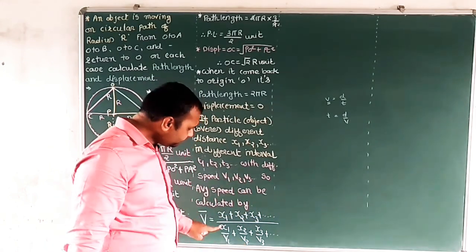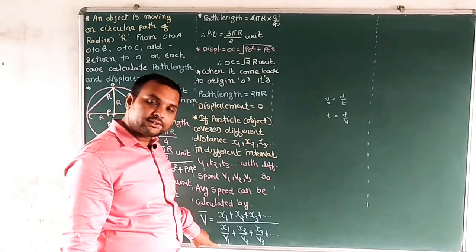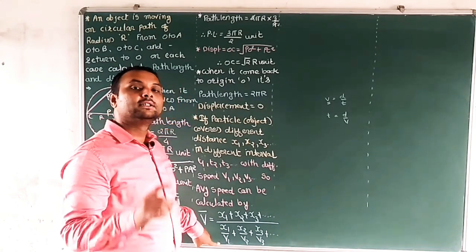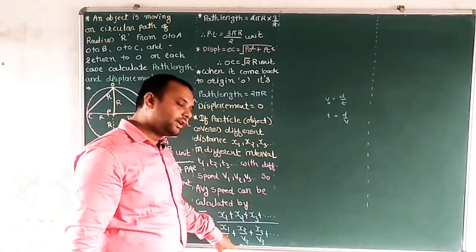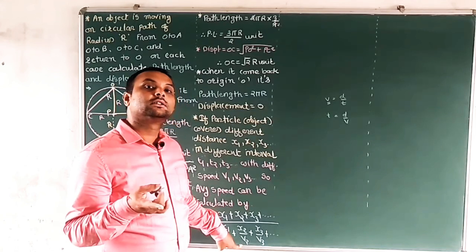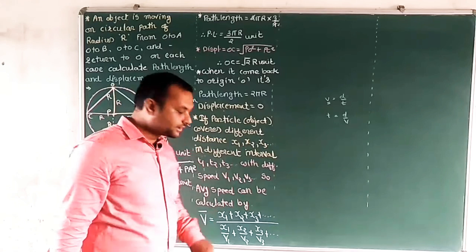Okay, so x1 upon v1, this is the time. v1 is the speed during the covering distance x1. Okay, same way v2 is the speed covering the distance x2. Okay, and so on. This is the general formula.